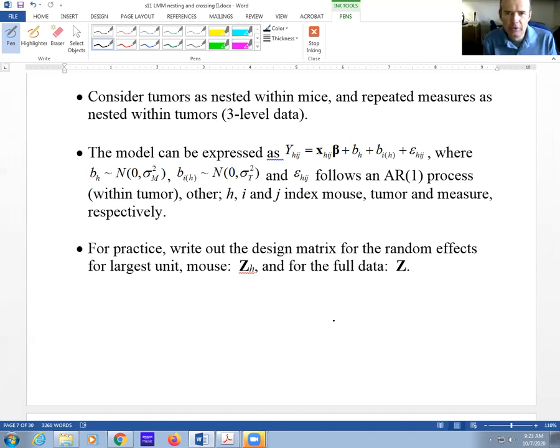Yeah, that's a really good question, and we're going to talk about that in these slides. But basically, my suggestion is, yeah, if your design has nesting, then you should do that in your model. Your model should be based on the design, really, and not just based on how well it fits. That's my main answer.